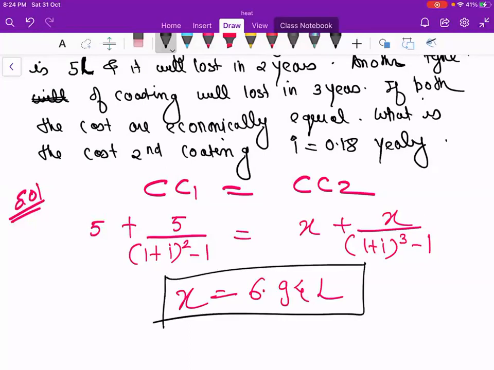Hope everyone has understood the meaning of "equally", which means the capitalized costs are the same. So how do we solve it? Everyone got this point? Yes or no?